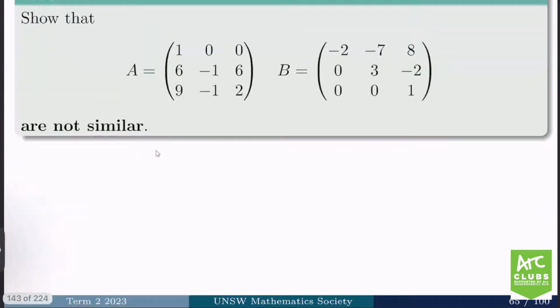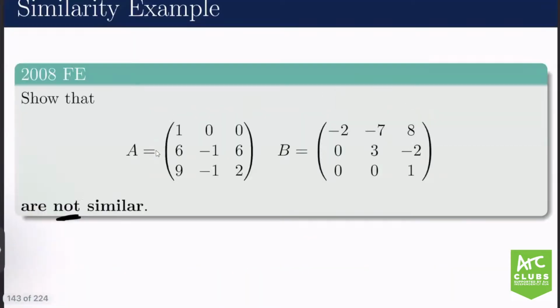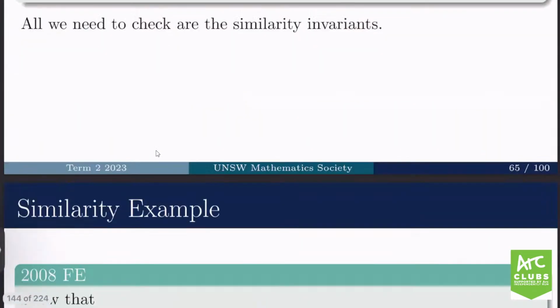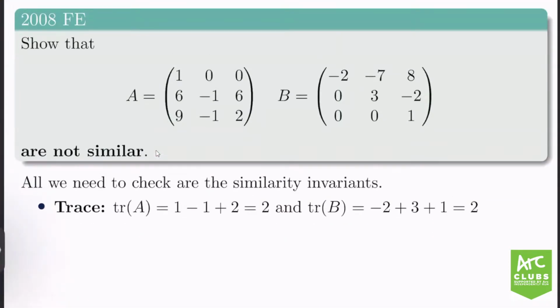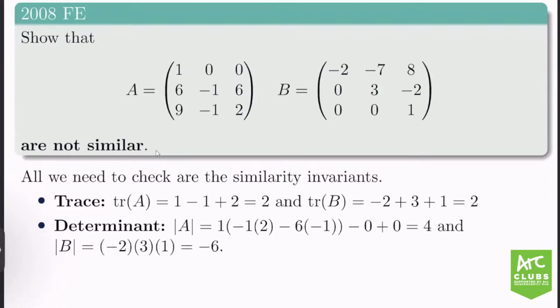To prove that these two matrices are not similar, all we have to do is check that one of their similarity invariants is not the same. So we check similarity invariants. We can check the trace: we add the diagonal components, and we get the same value. So now we can check the determinant. We'll skip the actual calculation of the determinant for now, but you can see that they do have different determinants. So because one of their similarity invariants is not the same, they can't be similar. So these two matrices are not similar.